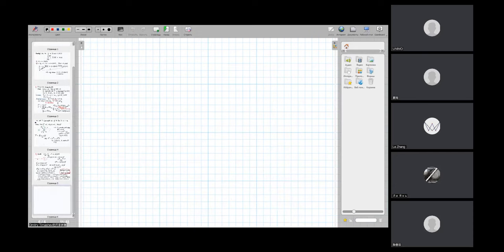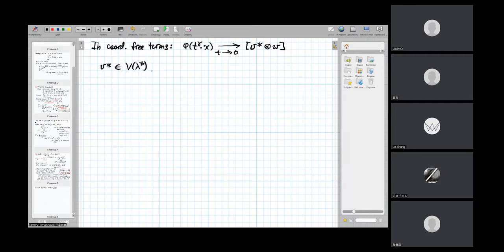So in coordinate-free terms, we can write that phi of t to the gamma x tends, as t tends to zero, to the point in the projective space spanned by this line, v star tensor w, where v star sits in V of lambda star, and it satisfies the following.